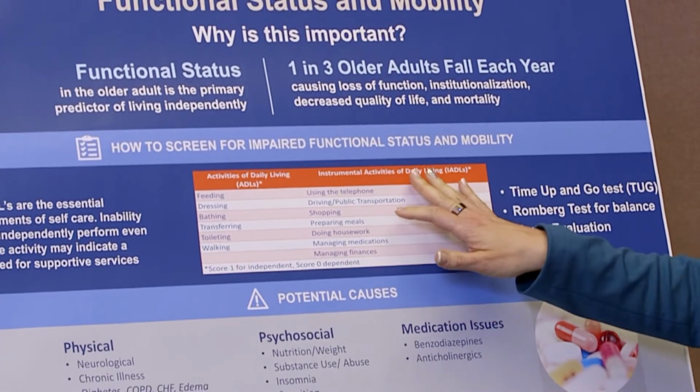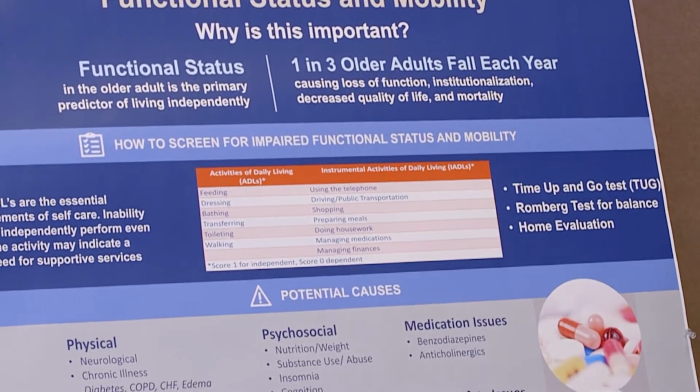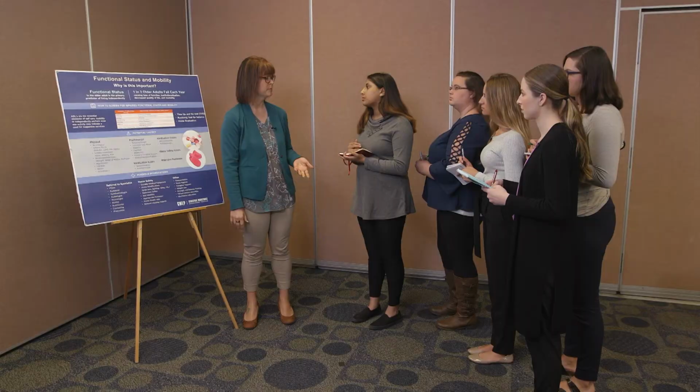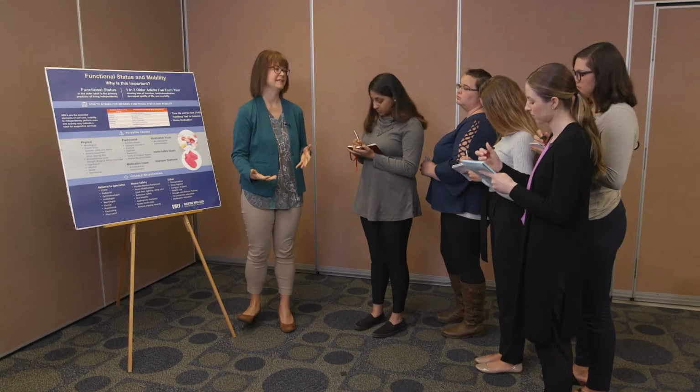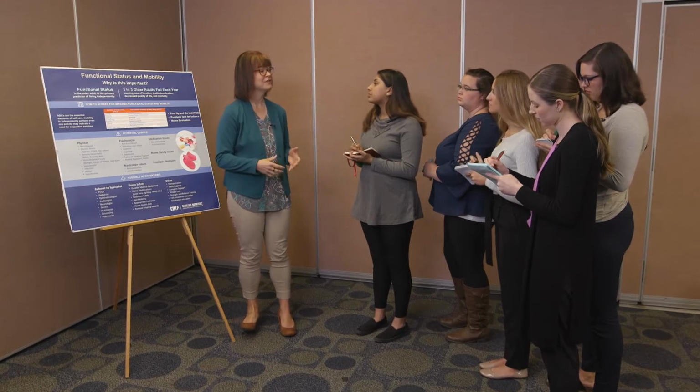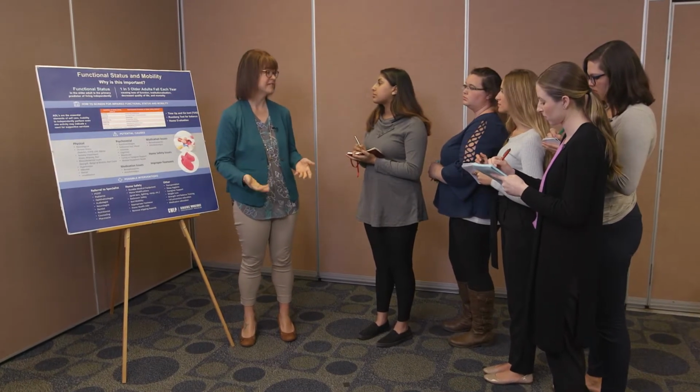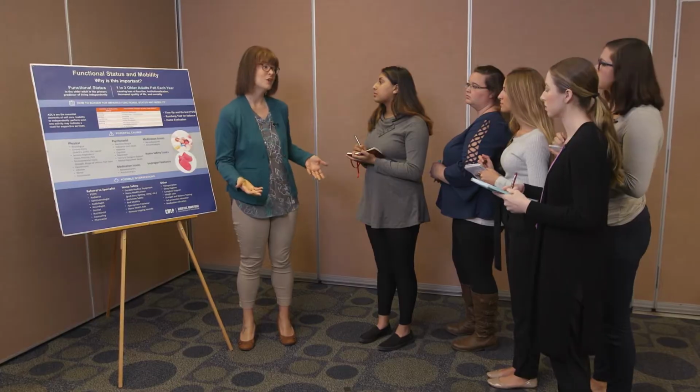So how do we screen people for impaired functional status and mobility? One of the things we look at are people's ADLs, their activities of daily living, and then their instrumental ADLs. Those ADLs are those things that we have to do every day in order to function as adults. So think about it.